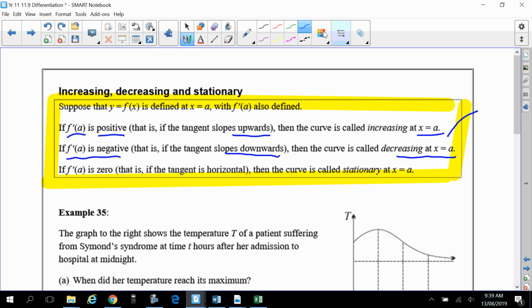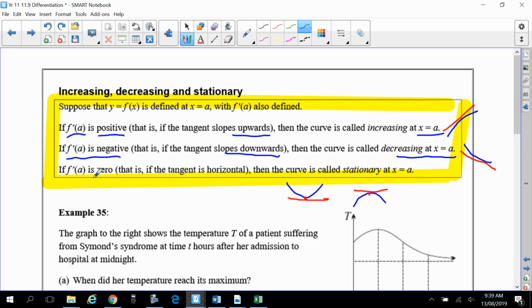So again, to give you a picture: increasing means the tangent slopes upward. This is decreasing, tangent slopes downward, right? And if the tangent is horizontal, it means like this, right? Or it could be a different picture. Anyway, up to you. Okay, cool.